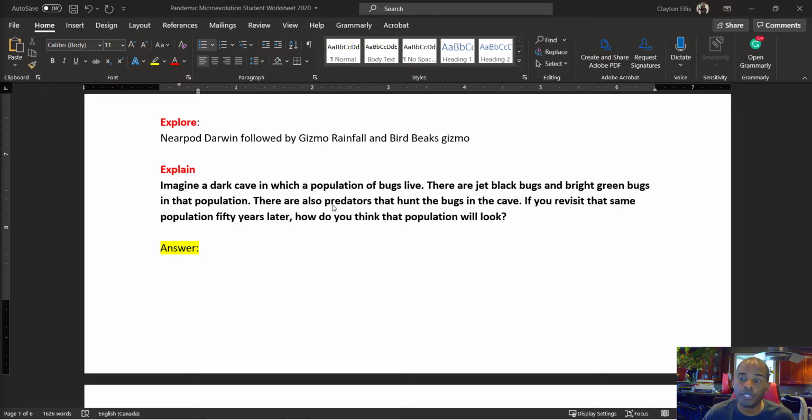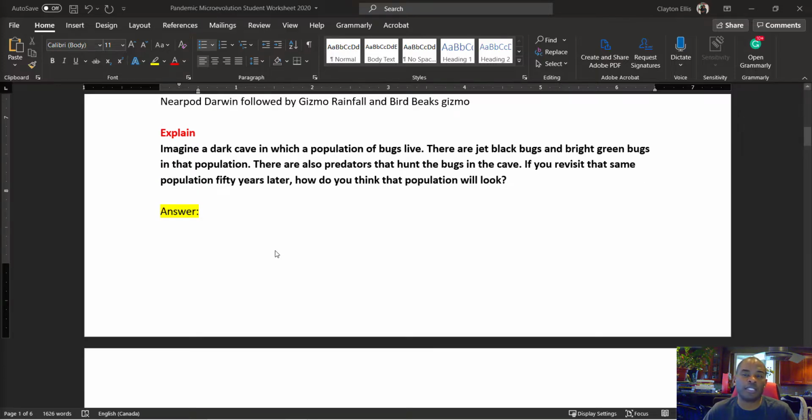There are also predators that hunt the bugs in the cave. So if you visit that same population 50 years later, how do you think that population will look? So quick answer, 1 sentence or 2. Pause. Unpause. I'm not going to say that all the time. I guess I'll say pause to let you know when's a good time to answer.